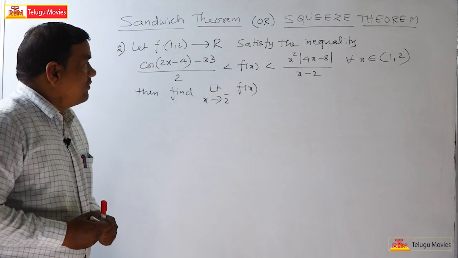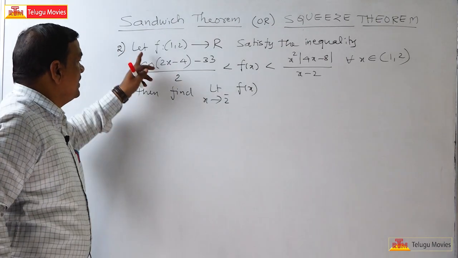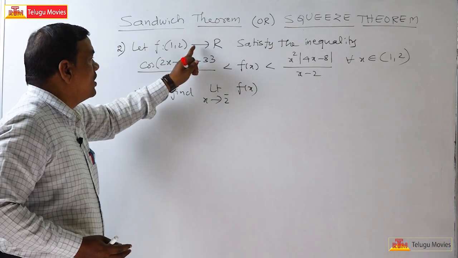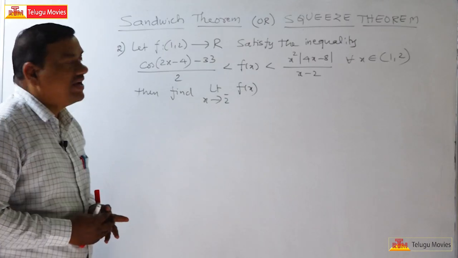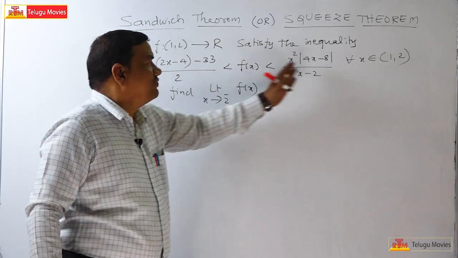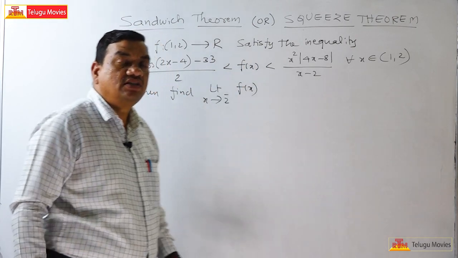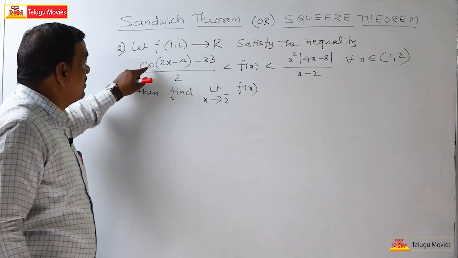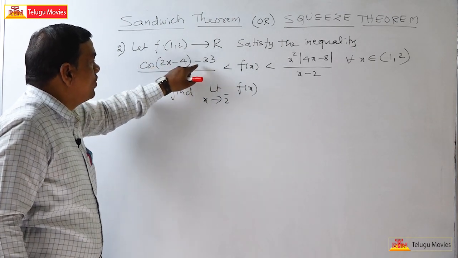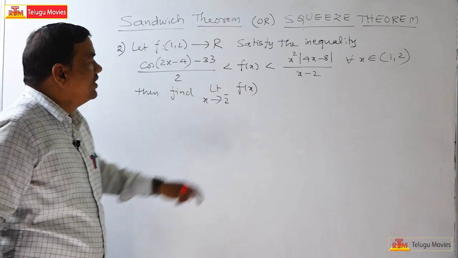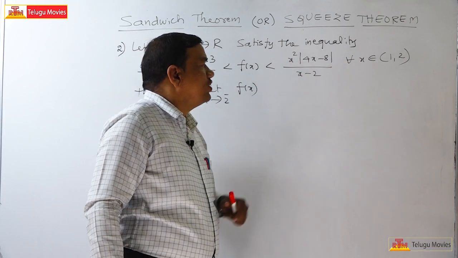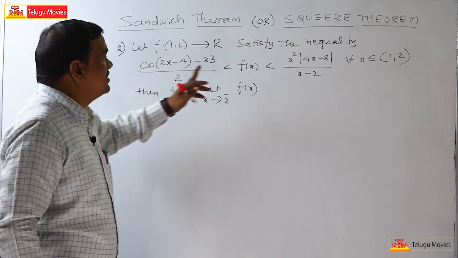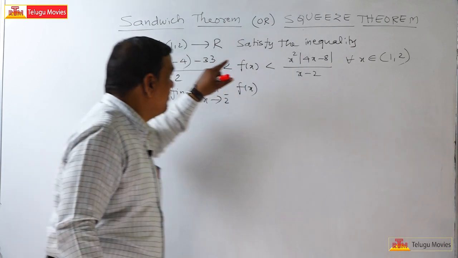Hi students, welcome to this problem. Here f is a function from the domain (1, 2) to R satisfying the inequality. The function f of x lies between two functions: cos of (2x minus 4) minus 33 by 2, and x square times modulus of (4x minus 8) by (x minus 2), for all x belonging to (1, 2). Here (1, 2) is the domain.